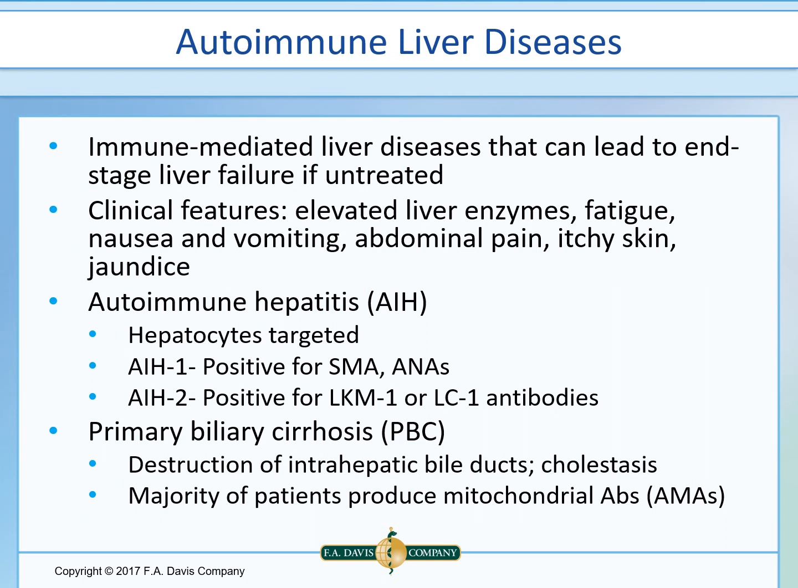Autoimmune liver disease, formerly known as chronic active hepatitis, is categorized into two types, autoimmune hepatitis 1 and 2. These are immune-mediated liver diseases that can lead to end-stage liver failure if untreated. Clinical features include elevated liver enzymes, fatigue, nausea and vomiting, abdominal pain, itchy skin, and jaundice. With autoimmune hepatitis, the hepatocytes are targeted by autoantibodies.